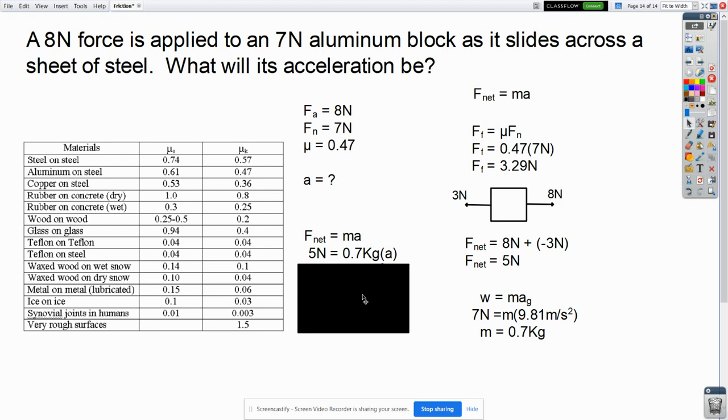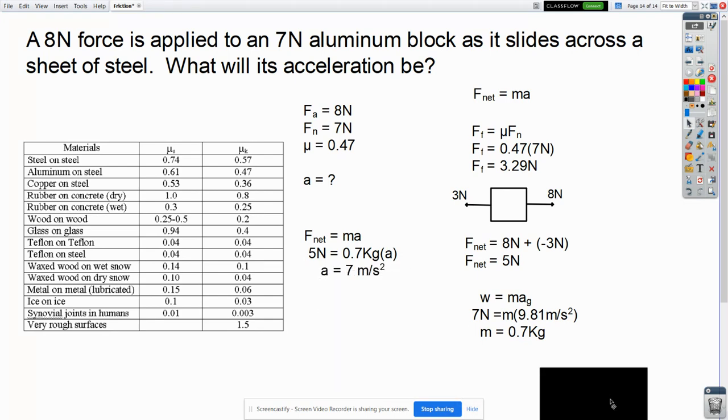Multiplying by 0.7, so I've got to divide by 0.7 on both sides. 5 divided by 0.7 is 7. Again, this is kilogram meters per second squared. The kilograms will cancel the kilograms out, leaving you with meters per second squared. I had to use 2 old equations, a free body diagram, and my knowledge of net forces in order to get to the answer of that. Again, a very typical multi-step physics kind of problem.